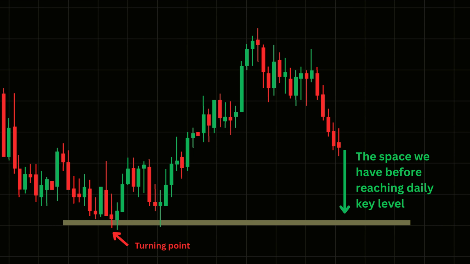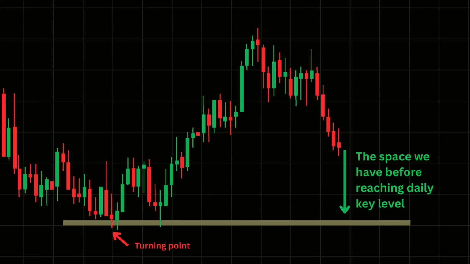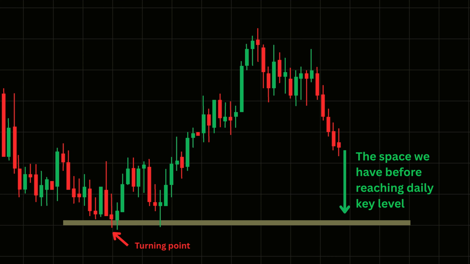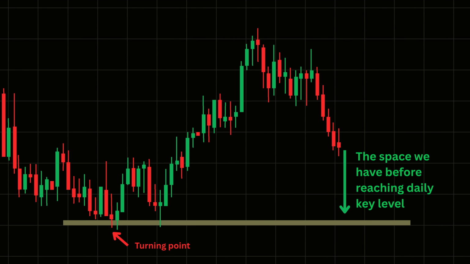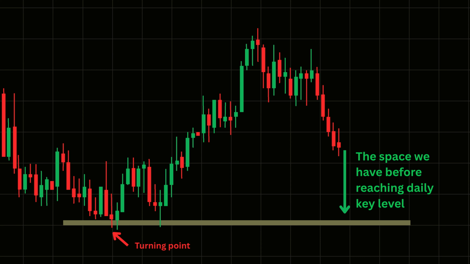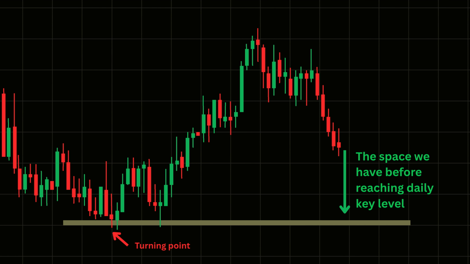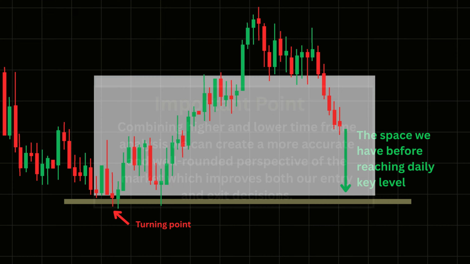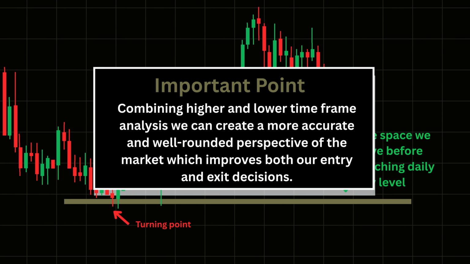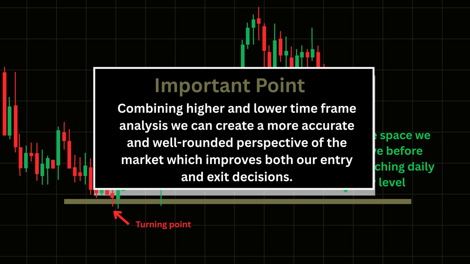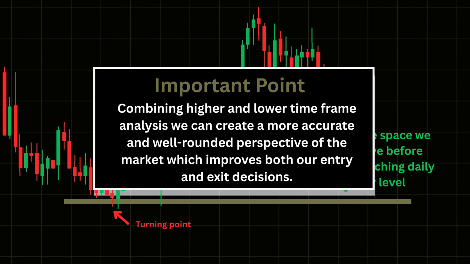Even a minor reaction at those zones could trigger a full reversal on the lower time frame, so we only consider entering a trade if there's adequate space between the current price and the next resistance or support level in the market. This step helps filter out low probability setups and positions us for trades with more favorable risk to reward ratios. Essentially, by combining higher and lower time frame analysis, we can create a more accurate and well-rounded perspective of the market, which improves both our entry and exit decisions.